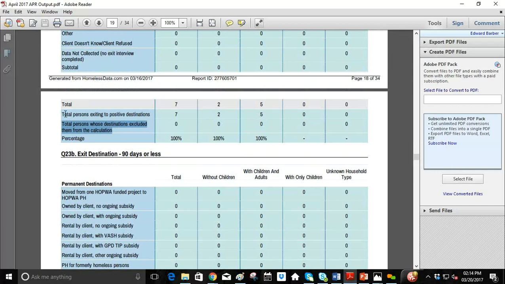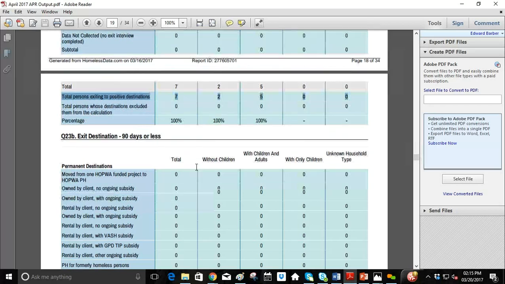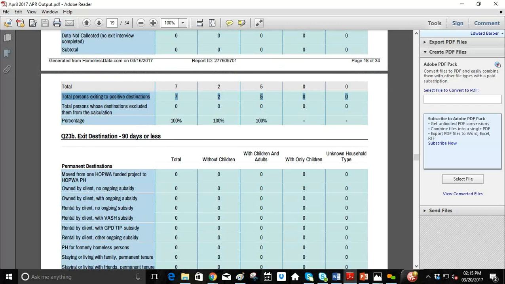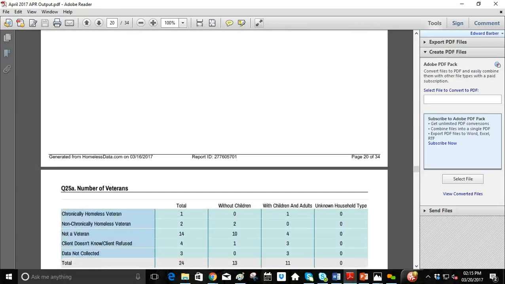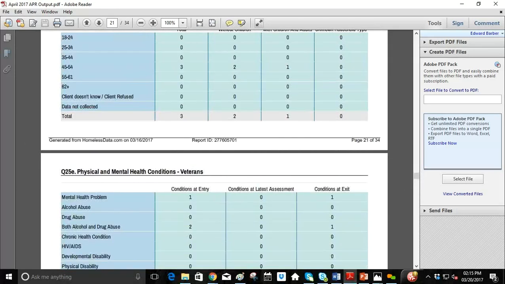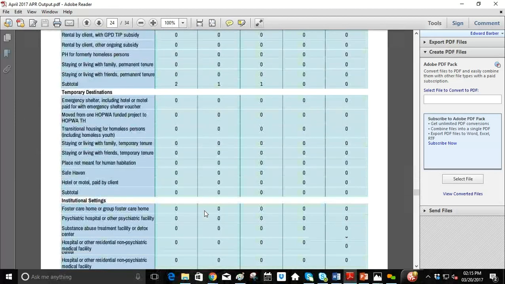So a lot of the system performance measures and a lot of what I know organizations are focusing on, whether it's within your organization and you're looking at outcomes, or whether it's in a CoC and you're looking at outcomes because you're comparing one project to another, this would be what you're going to look at, the exits to a positive destination. So there's the rest of the APR that kind of goes through all that. And it should look very familiar.